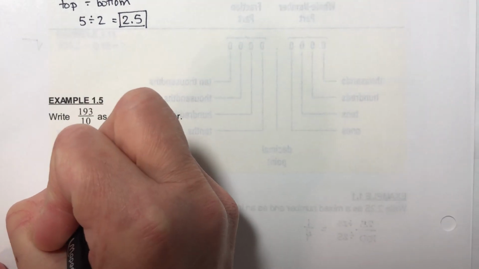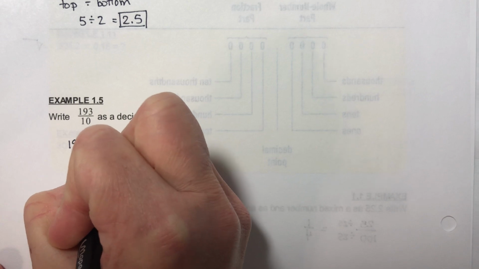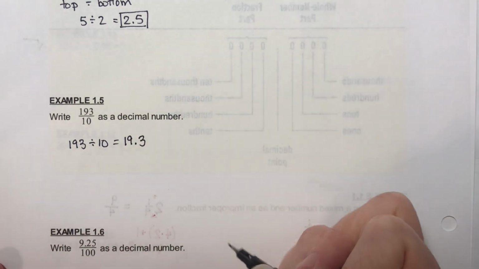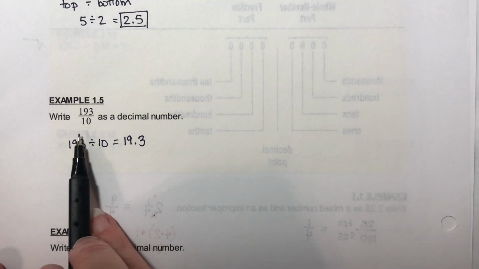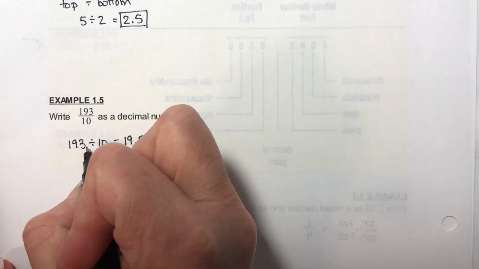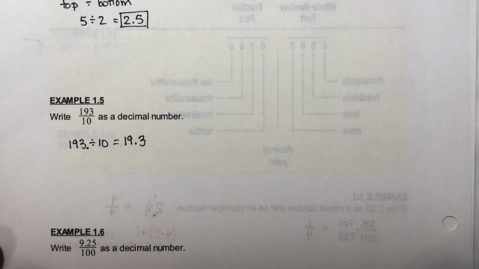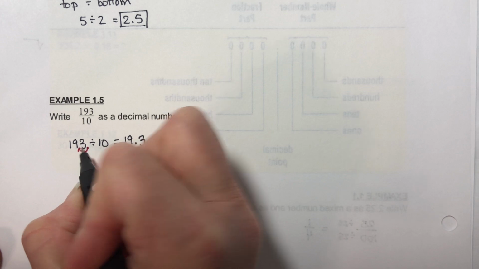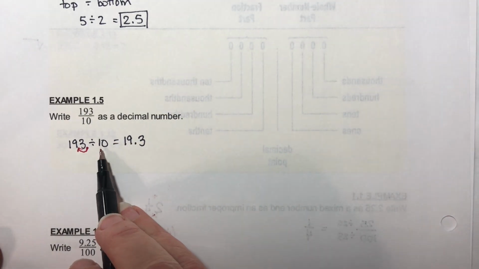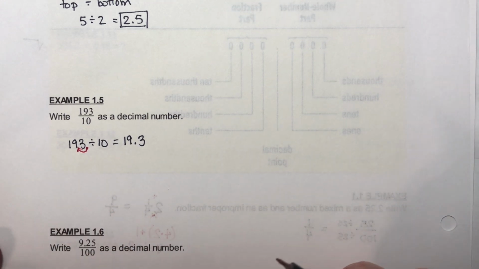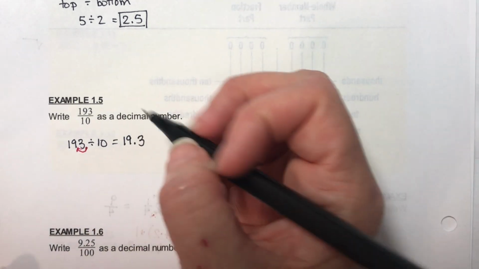I could do 193 divided by 10, which will give me 19.3. So what happens is you really are just moving the decimal place. On 193, my original decimal place is right here. It's understood. If I'm dividing by 10, this has 1 zero on it, so the decimal place moves over 1 place. If I were dividing by 100 with 2 zeros, I would move it over 2 places. 1000 has 3 zeros, so I'd move it 3 places. But 19.3 is your answer.